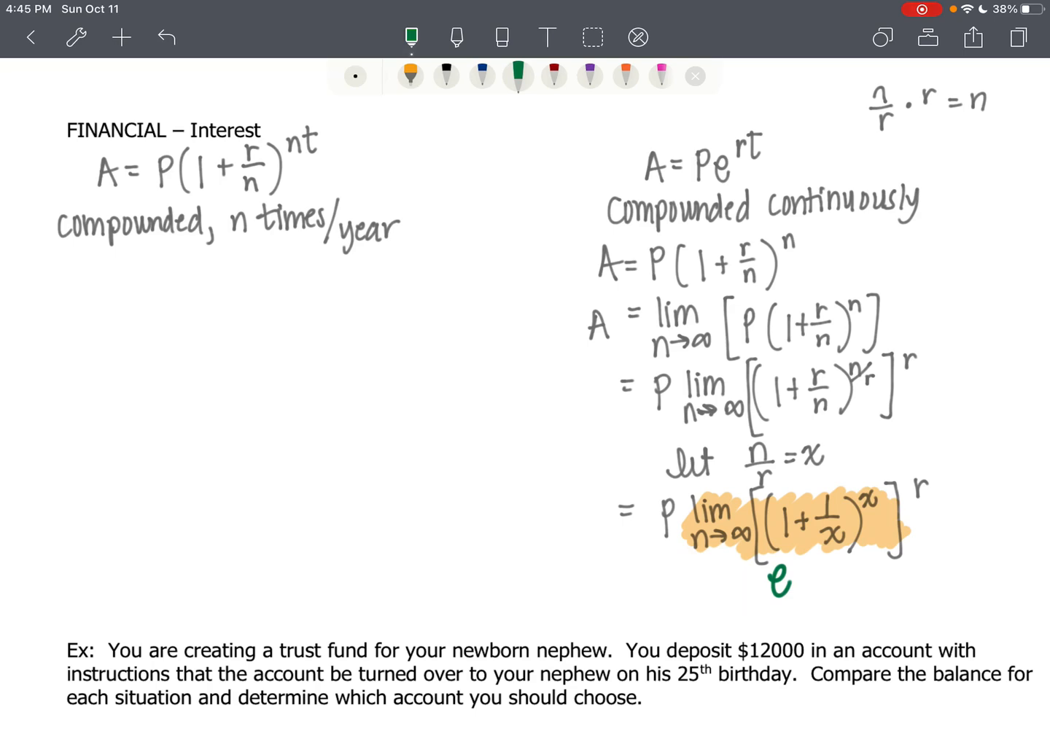So we have P times E. This right here, the limit as N approaches infinity of 1 plus 1 over X raised to the X power. Now I can change this to X as X gets really, really large, right? That right there is E from the previous video. And then we have raised to the R power, and then I'm going to bring back that T. And that is where our compounded continuously formula comes from.